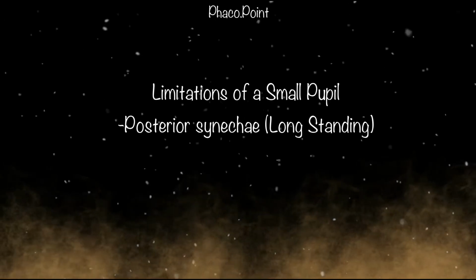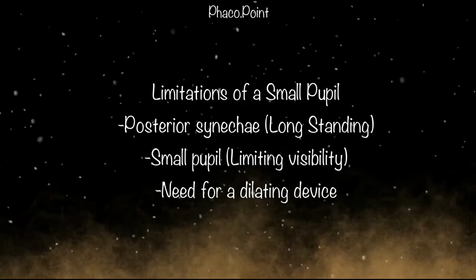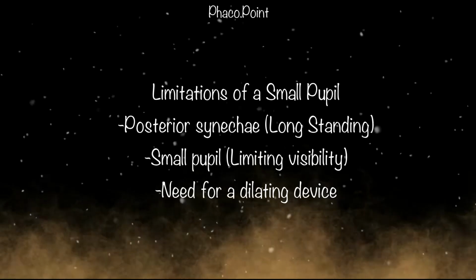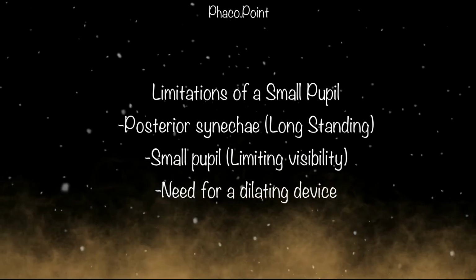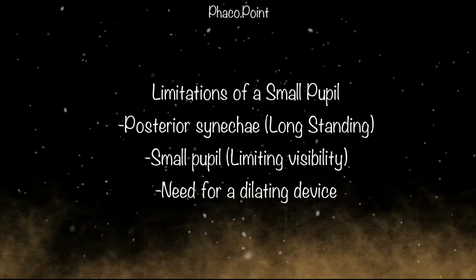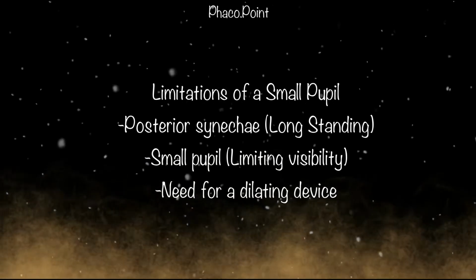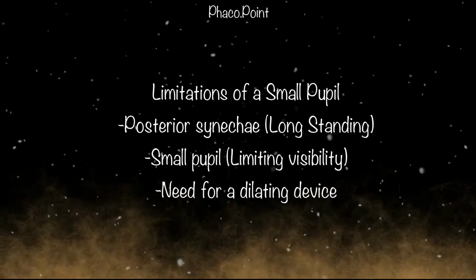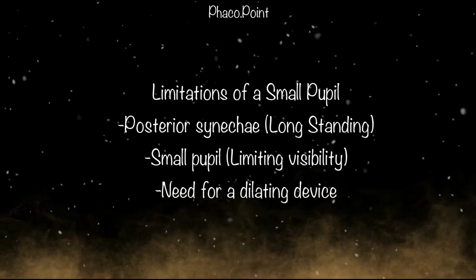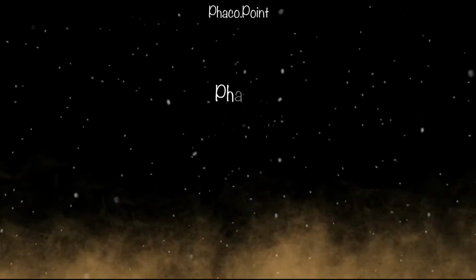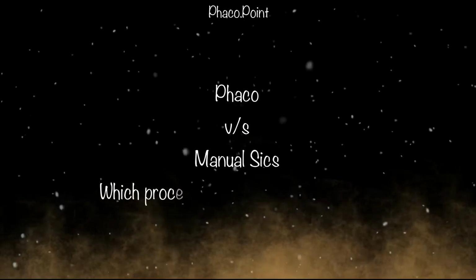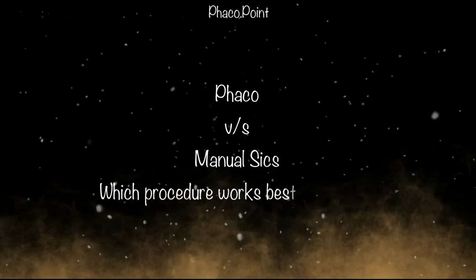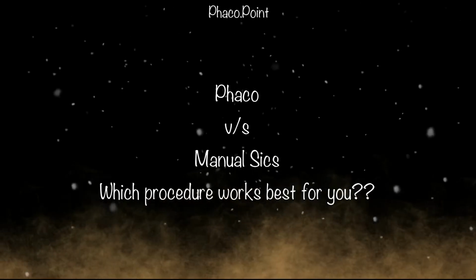We need to then consider that we're going to be working with a small pupil. We may need to break down some of the posterior synechiae and are very likely to require a pupillary dilating device, be it hooks or a ring, in order to attain adequate visibility to be able to then proceed with the rest of the procedure. Finally, a decision needs to be taken whether you're going to perform a phacoemulsification or a manual small incision cataract surgery.